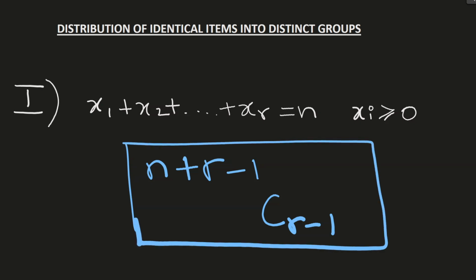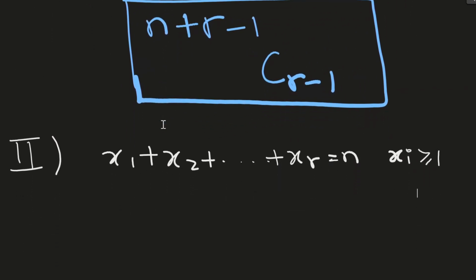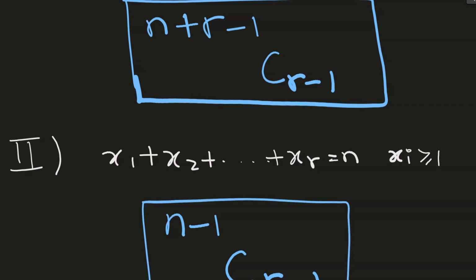And the second case is quite similar, just that the equation is the same, and the only difference is that this time xi is a natural number. So here the number of solutions would be n minus 1, choose r minus 1. So these are the two formulas that we're going to be using in the questions that I showed you.